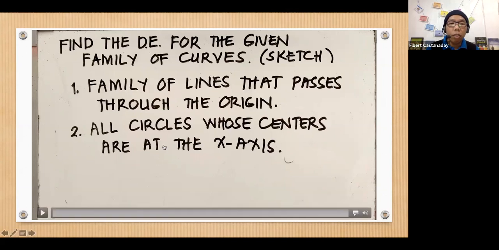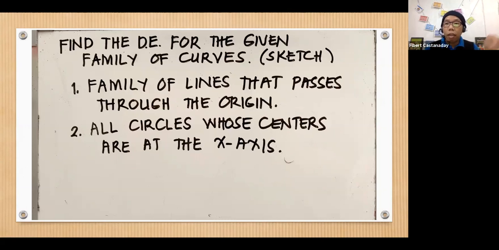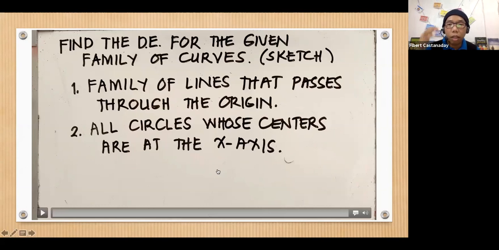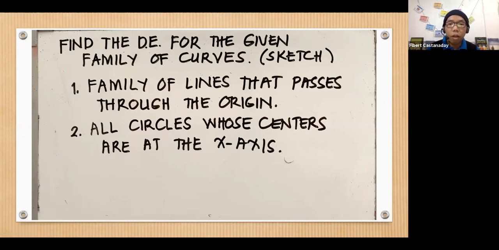And number 2 naman, all circles whose centers are at the x-axis. So lahat ng circle na yun ay nasa x-axis. Ano yung parameter na involved? Hindi naman nabanggit yung mismong radius ng circle. Ibig sabihin, one of the parameters is the radius. Kasi pwedeng maliit na circle, malaking circle, and medium circle. Basta lahat sila, yung center nila ay nasa x-axis. Okay, that's one way. So kailangan dito ng knowledge niyo about sa geometry, plane geometry. Mga equations ng circles, lines, parabolas, hyperbolas.